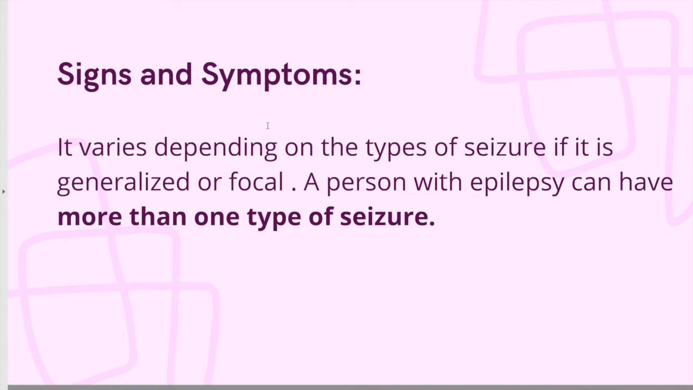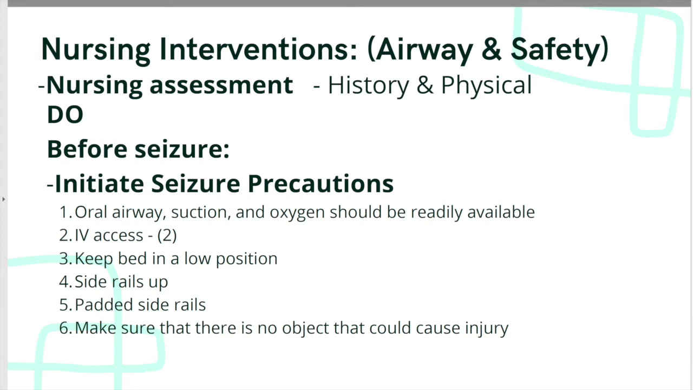Next are the signs and symptoms. Signs and symptoms vary depending on the type of seizure, if it is generalized or focal. So a person with epilepsy can have more than one type of seizure. So let's now move on with the nursing intervention. The main goals of the nursing interventions are a patent airway and the safety of the patient.